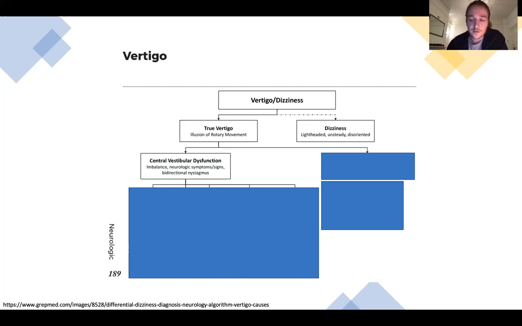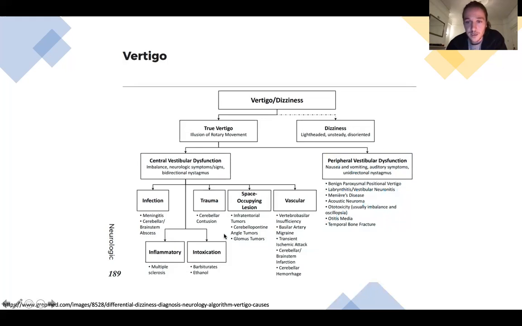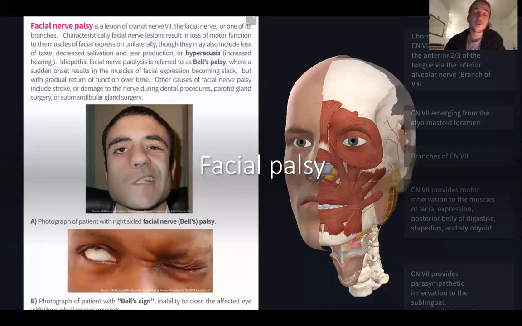The central vestibular dysfunction, which we're not going to talk about today. That's all the stuff that happens inside your brain or inside your skull that isn't relating to the structures of hearing. So you could have a bleed somewhere in your brain or meningitis, anything like that. But what we're interested in is the peripheral vestibular dysfunction. So this is some of the conditions that can cause a common cause of vertigo.